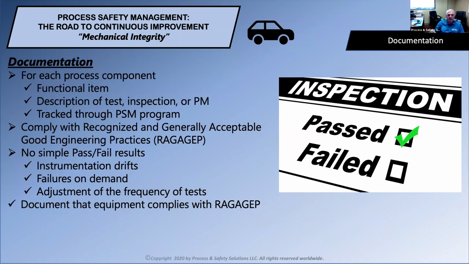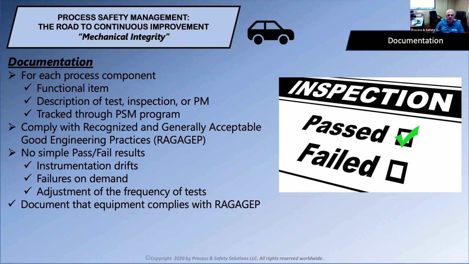There should never be a pass-fail result only. We still see quite a few facilities that would go in at the end of the inspection and say passed, and really nothing in there to determine what they actually looked at. Did it fail? Did it pass the first time, or did it pass the second time, et cetera? Did they find issues in between, but they fixed them and then tested it again and it passed? All of that's historical data that would get lost in a pass-fail type result.